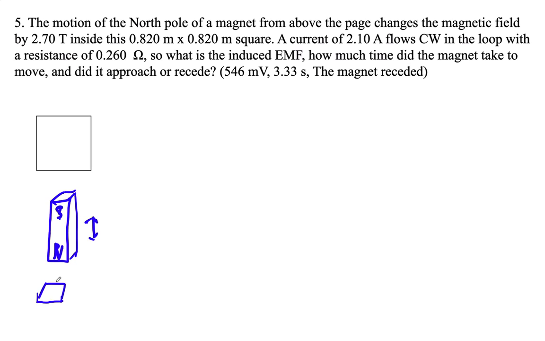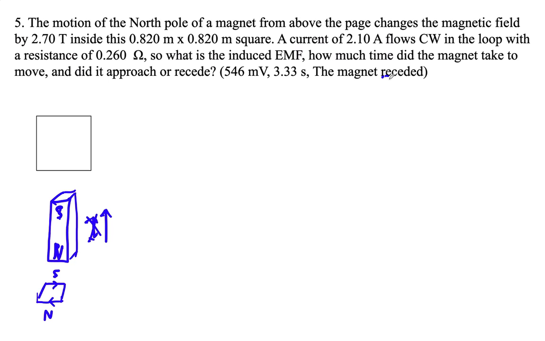Well, if the current flows clockwise, then that makes the top part of this loop, above the loop, a South Pole, and below the loop, a North Pole, okay? Out of the page, it'll be a South Pole. Below the page, it'll be North Pole. So if you're making a South Pole, it must be that the magnet is receding, okay? So it must be that this magnet goes that way, okay?